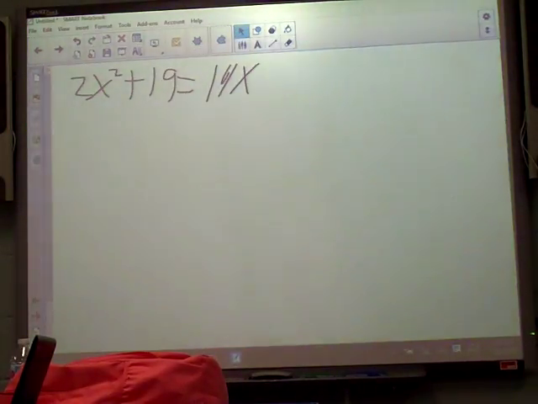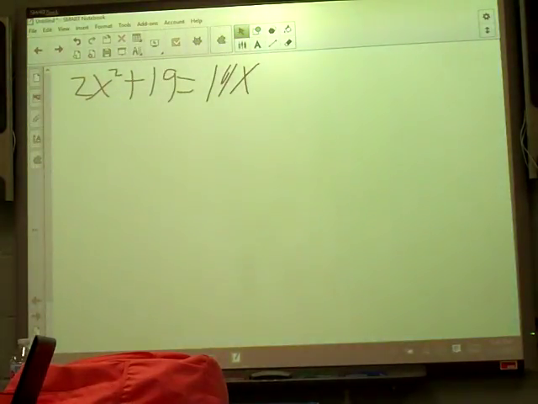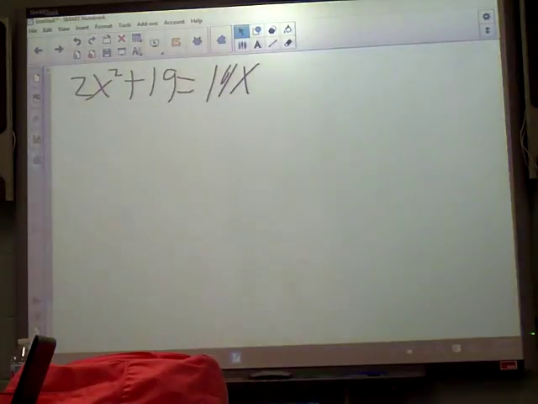Uh-oh, gotta do something here. Subtract. Good. What are we doing? And that's right, we're going to subtract 14x. What's a mathematical phrase that describes why we're doing that?